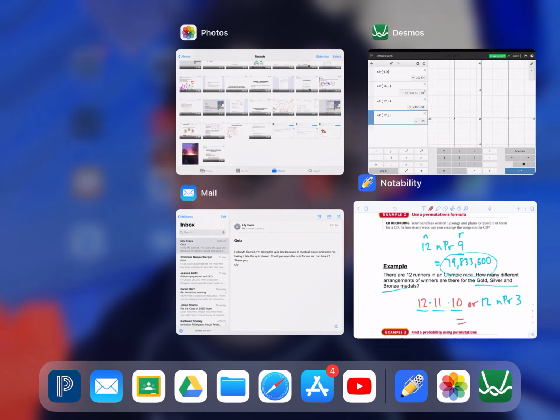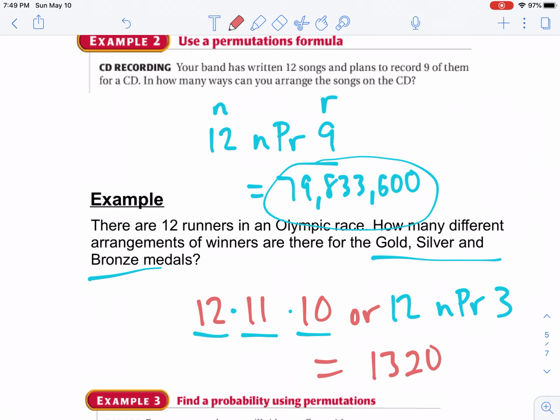1,320 different orders of winners are possible. So if 12 people are running in a race, there's 1,320 possible ways 3 winners could get gold, silver, and bronze.